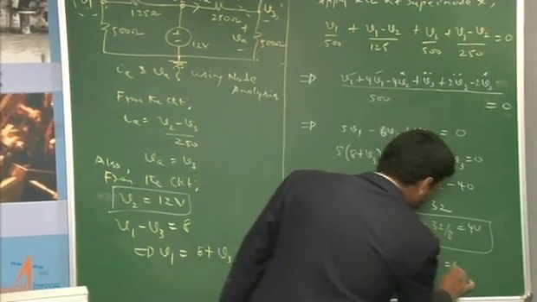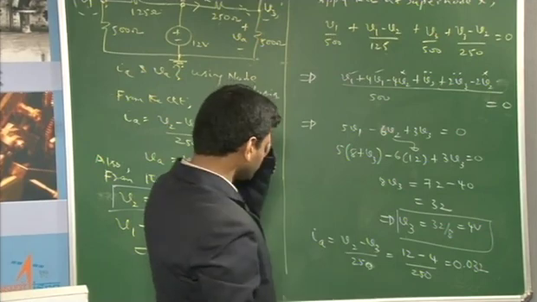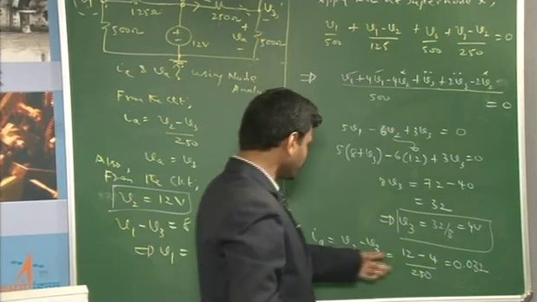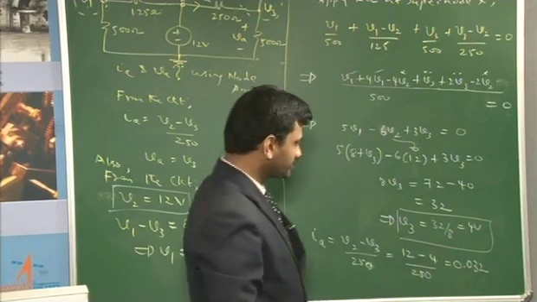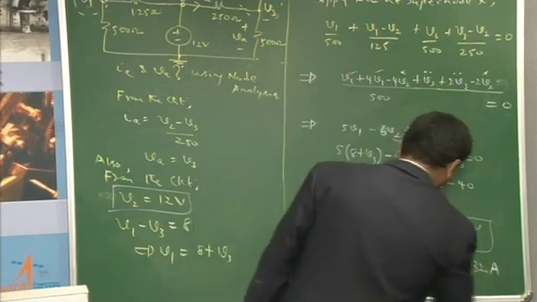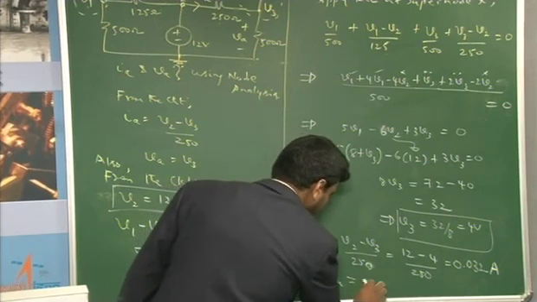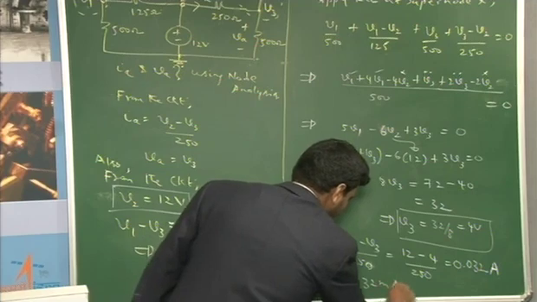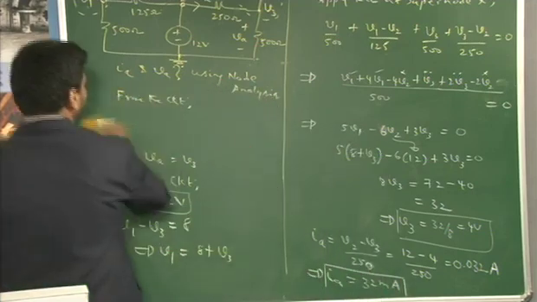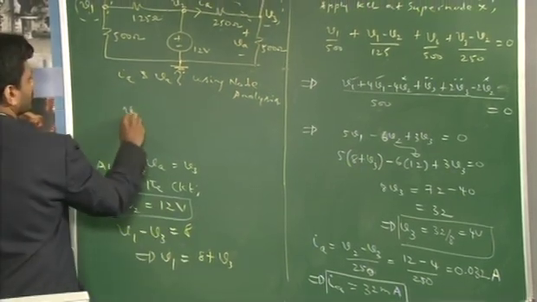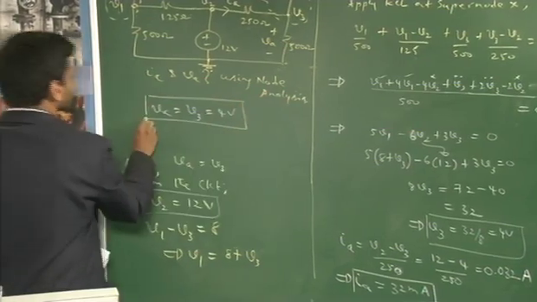8 by 250 is 0.032. Okay, 1 by 250 is 0.004, into 8 should be 0.032 amperes. Then this implies IA is 32 milliamperes. So IA we have found, and what is after all VA? VA is V3, which is equal to 4 volts.